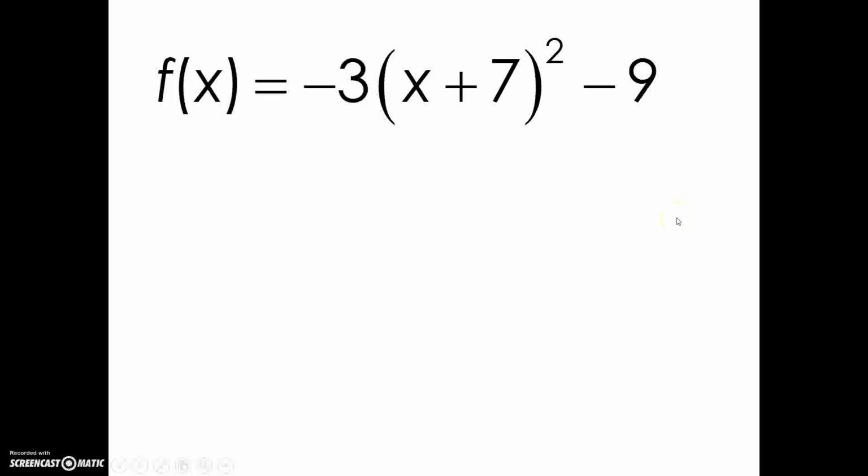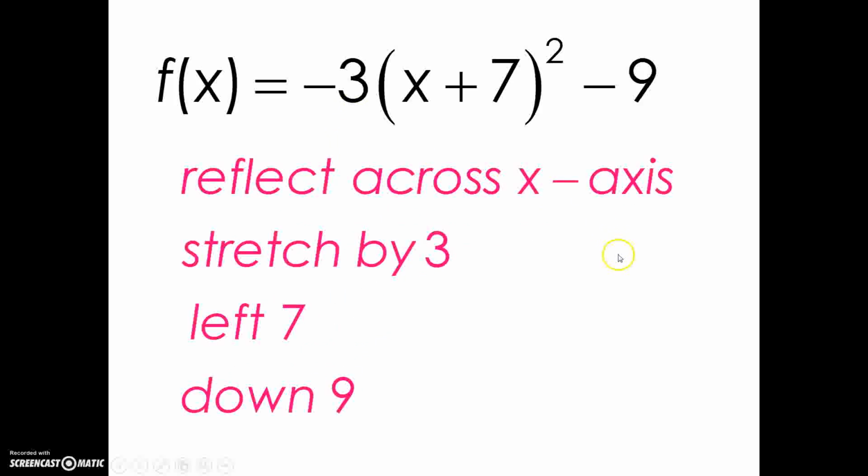Okay, let's try this one. Make sure you pause the video and try it on your own first. Now, as you can see, I have a negative sign here. Don't forget, this doesn't mean this is -3, so this is a shrink. This negative sign just tells me that I'm going to reflect across the x-axis, and then the absolute value of a is 3, positive 3, which tells me that I have a stretch. So we have a reflect across the x-axis, stretch by 3, left 7, and down 9.